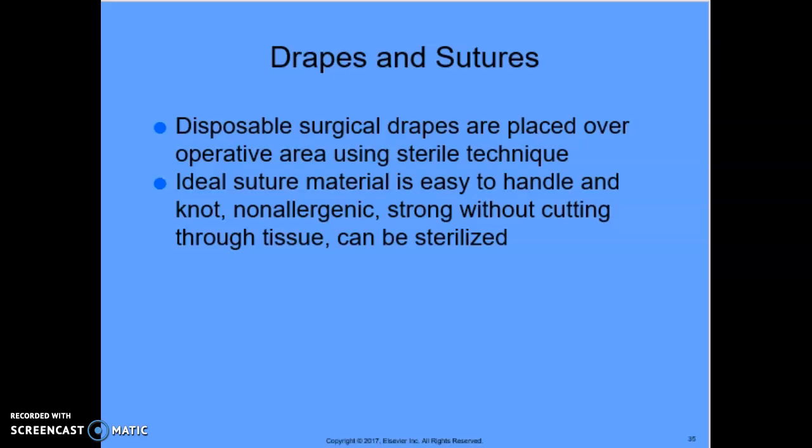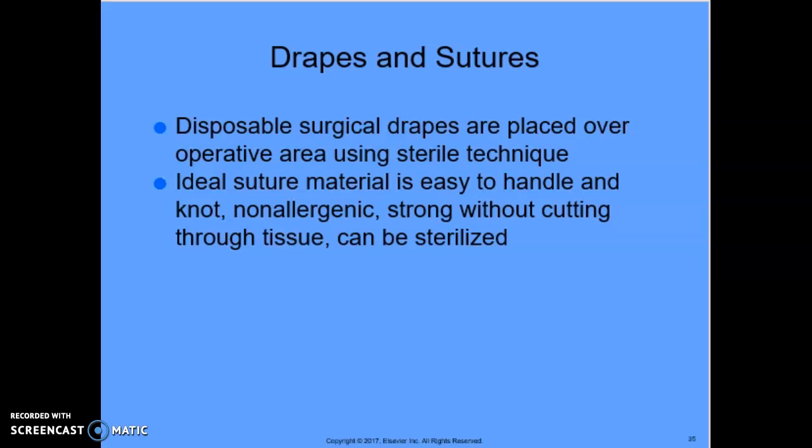So talking about drapes and suturing, this is something that we help with as the medical assistant, because we assist in making sure that the doctor has the proper tools needed at the proper time and that the patient is prepared and draped correctly. So we use disposable surgical drapes, and they are placed over the operative area using sterile technique. Typically, the area that we're keeping clean is a blue drape. Sometimes it is a white fenestrated drape. It just depends on what they use in the office, but typically they use the blue fenestrated just to really remind us that that whole area is sterile and that we cannot break that sterile field.